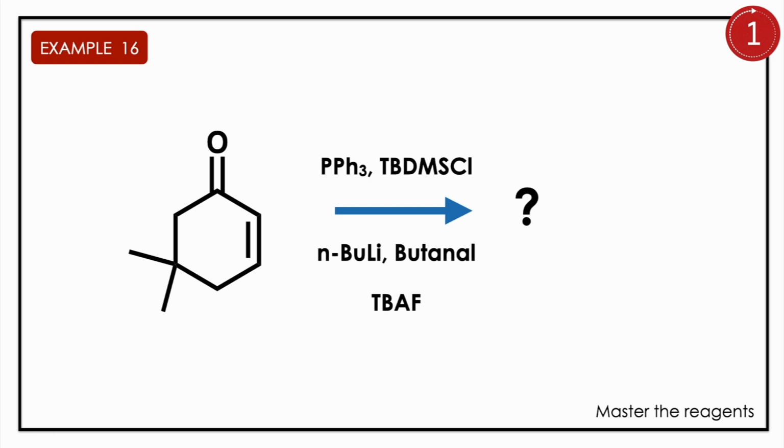Then the next reaction, you have cyclohexenone, which is an alpha, beta, unsaturated ketone. In the fifth position, you have a dimethyl group. Phosphine, TBDMS chloride, n-butyl lithium, and TBAF you are using. You should find what will be the final product.